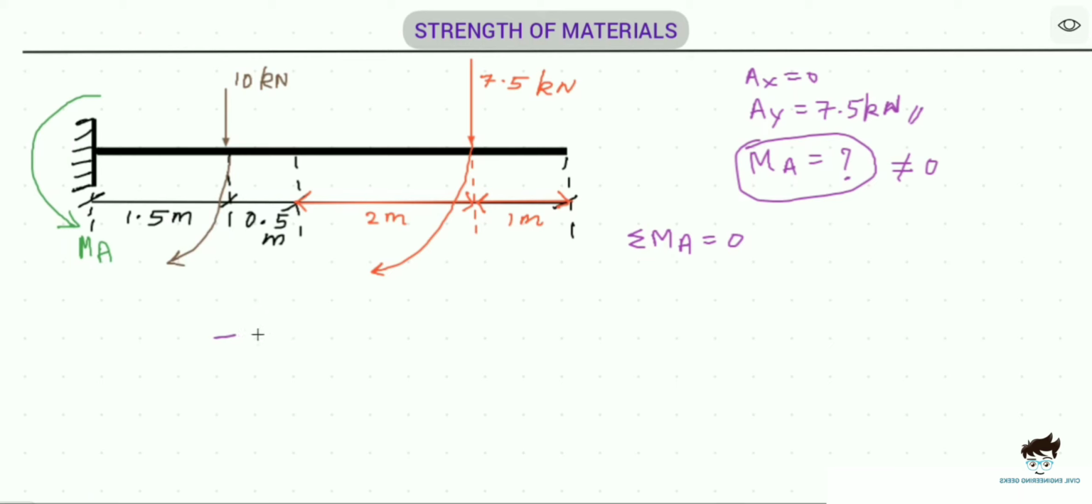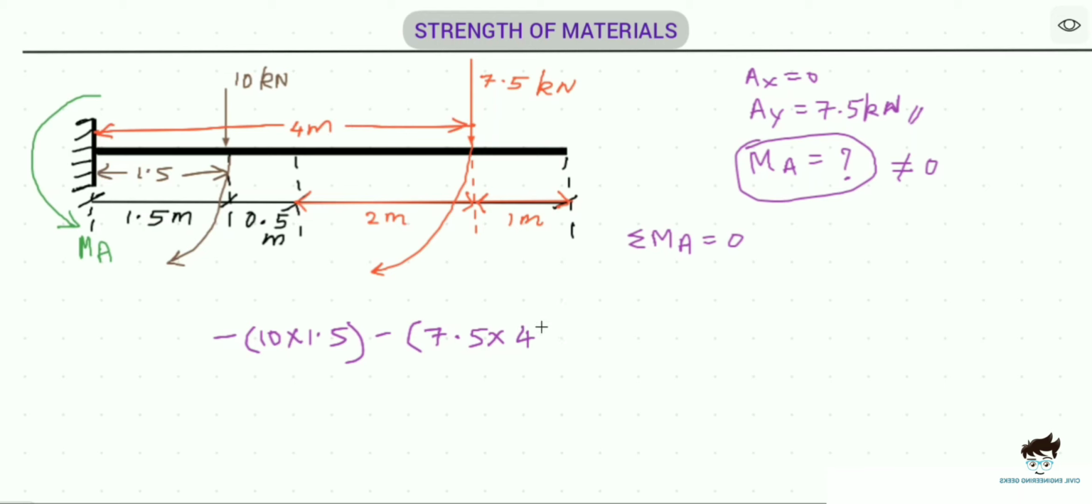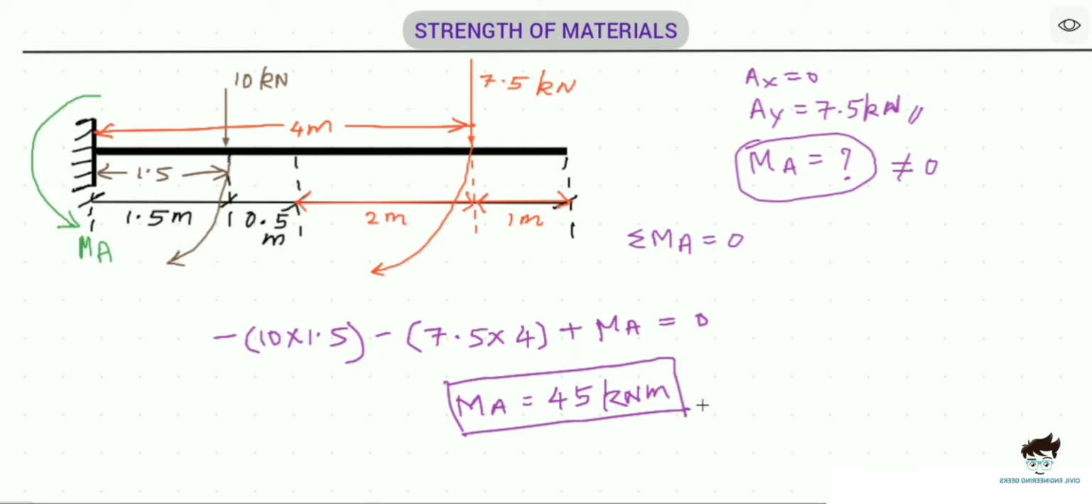So while writing this equation it will look like minus of 10 times its perpendicular distance is 1.5 meters, and minus of 7.5 times its perpendicular distance is 4 meters from the point A. Correct? And we are considering a negative sign for clockwise moments and positive sign for counterclockwise moments. So plus MA equals to 0. So MA is acting in the counterclockwise direction. So from this we will get MA equals to 45 kilonewton meters.